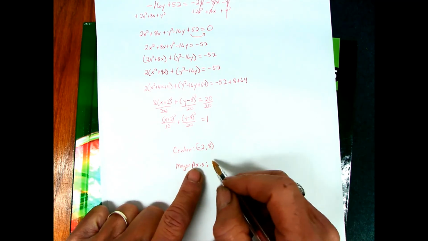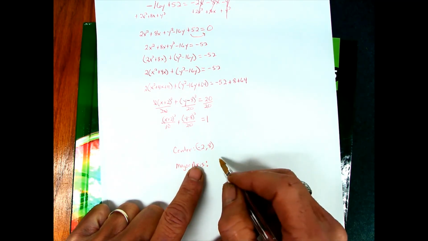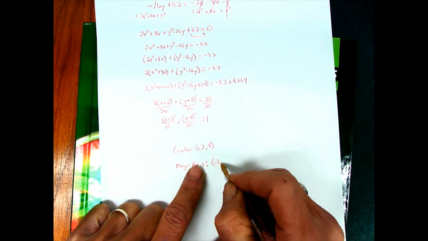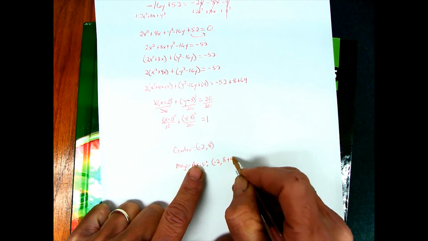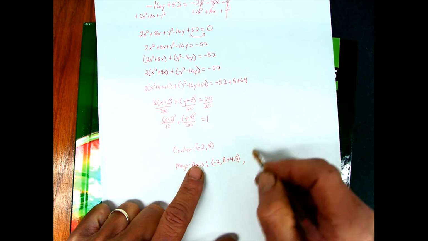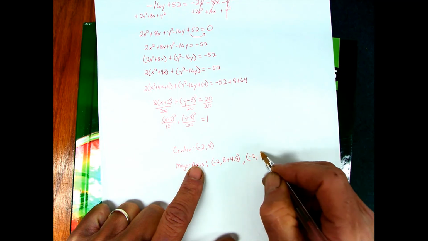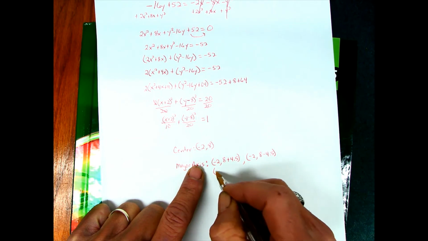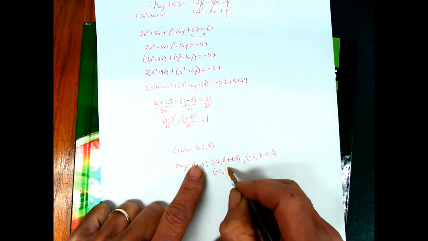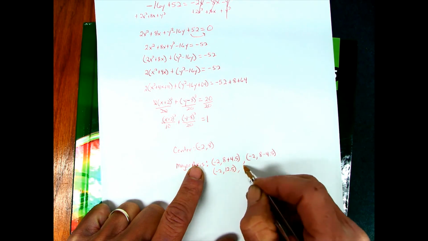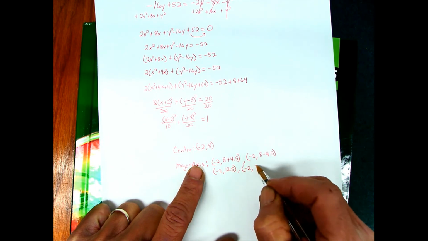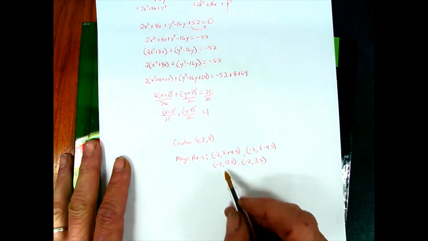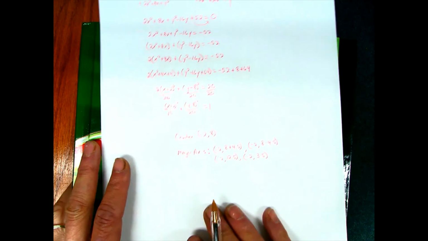So for the endpoints of my major axis, it's going to be -2, 8 plus 4.5, and -2, 8 minus 4.5. So -2 and 12.5. And -2, 3.5. Those will be the endpoints for my major axis.